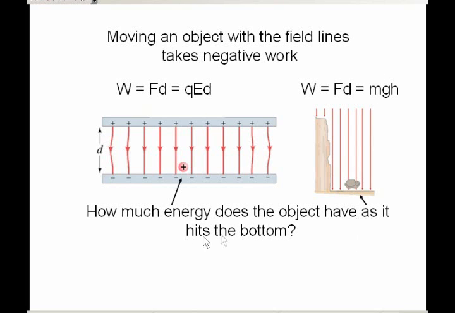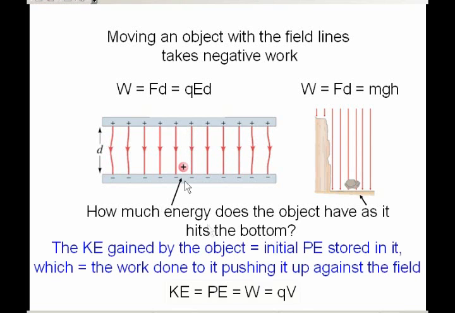So how much energy does it have as it hits the bottom? We know when we're pushing it up we get potential energy, and that potential energy changes to kinetic as it comes back down. Right? It says the kinetic energy gained by the object equals the potential stored in it, which is equal to the work done pushing it against the field in the first place. So our KE, our PE, our work are all equal to Q times V. Very important concept. This will come up many times in the next couple weeks.